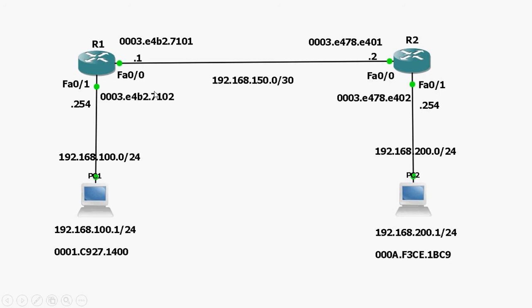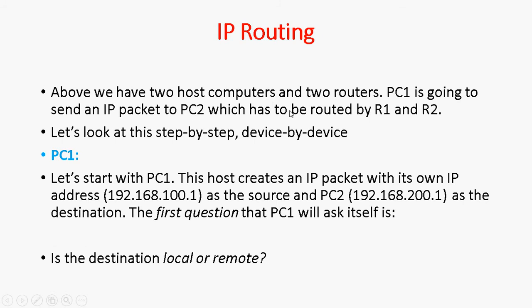These are the MAC addresses of PC1 and PC2, and these are the router interface MAC addresses. So above we have two computers and two routers. PC1 is going to send an IP packet to PC2, which has to be routed by R1 and R2. Okay, so let's look at this step by step, device by device. From PC1 I am trying to ping PC2, for example. So let's start with PC1.